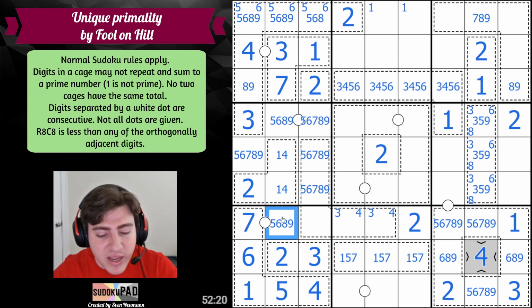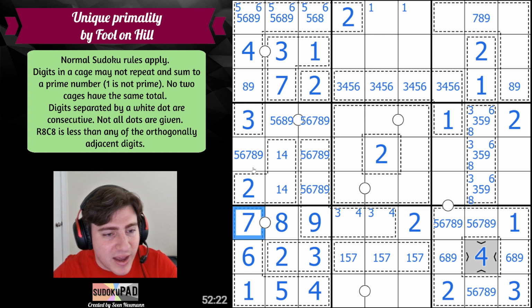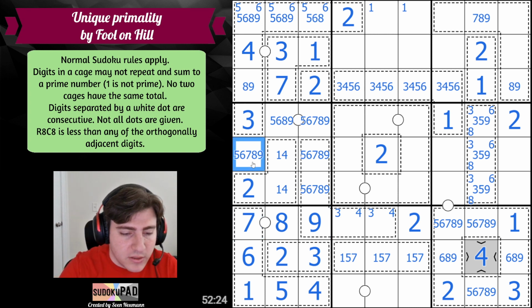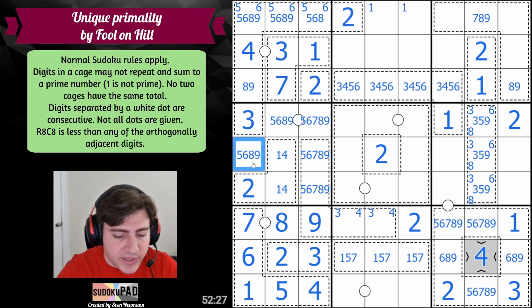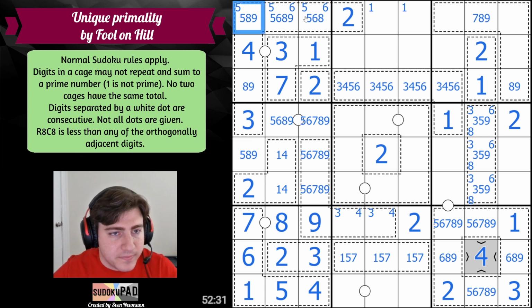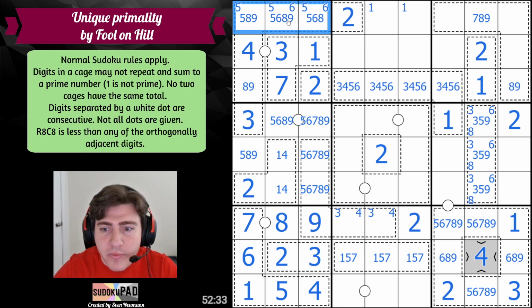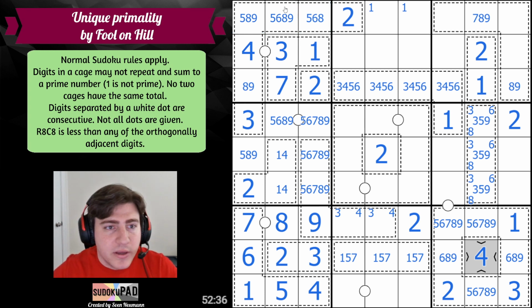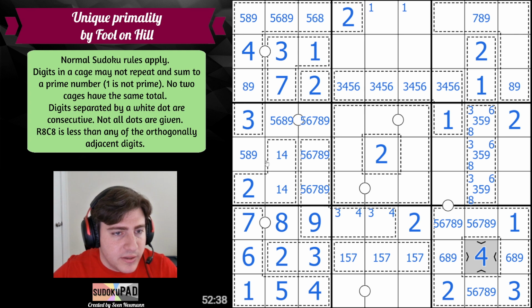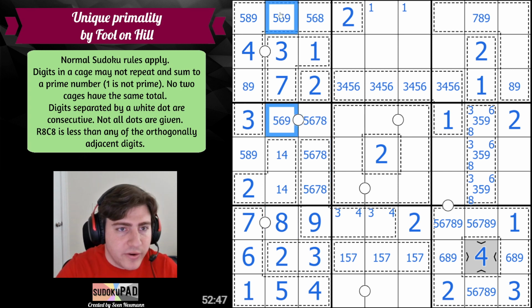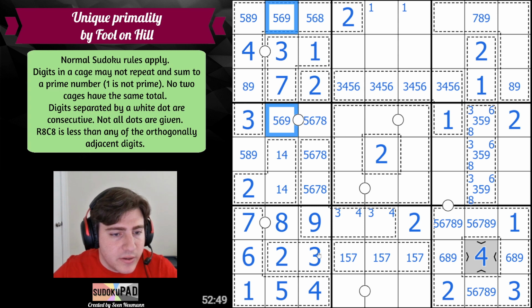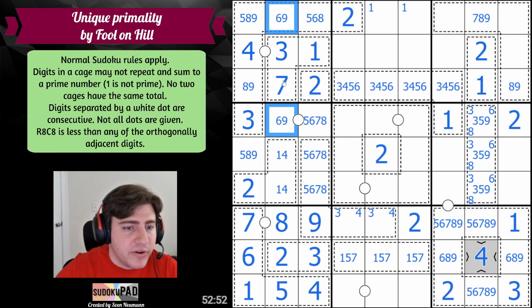This would have to be 7. This would have to be 8. This would have to be 9. This can't be 7. This can't be 6. 5, 8, 9. I can probably remove our corner markings at this point. And what that does for us, it should do a lot. 9 gets pulled out of here. 8 gets pulled out of here. And 5 also gets pulled out of here. I should do that.